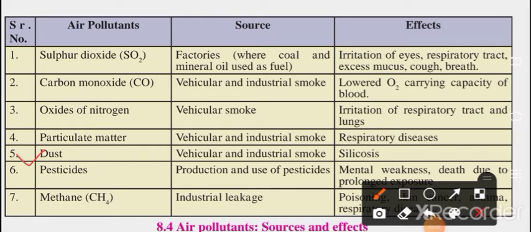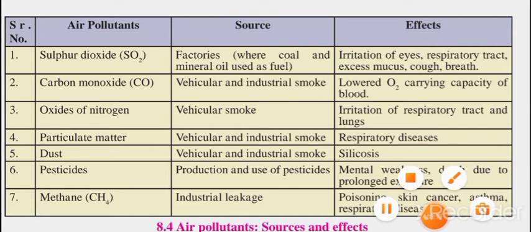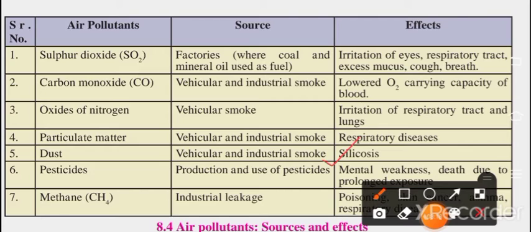Next is dust. It is released from vehicular and industrial smoke. And the effect is silicosis. Silicosis means what? Silicosis means industrial lung diseases. It's a part of lung disease and it will affect the lungs, industrial lung diseases. Okay, due to this, a lot of people are having problems with their lungs.